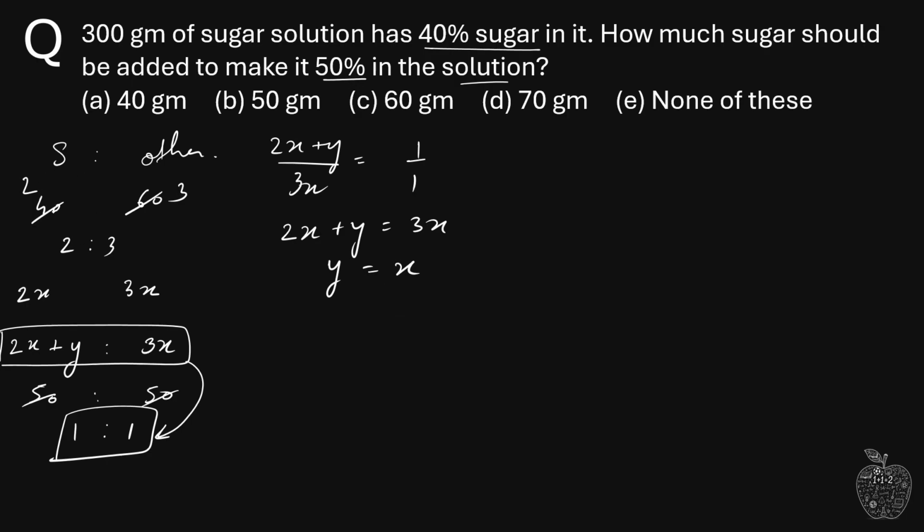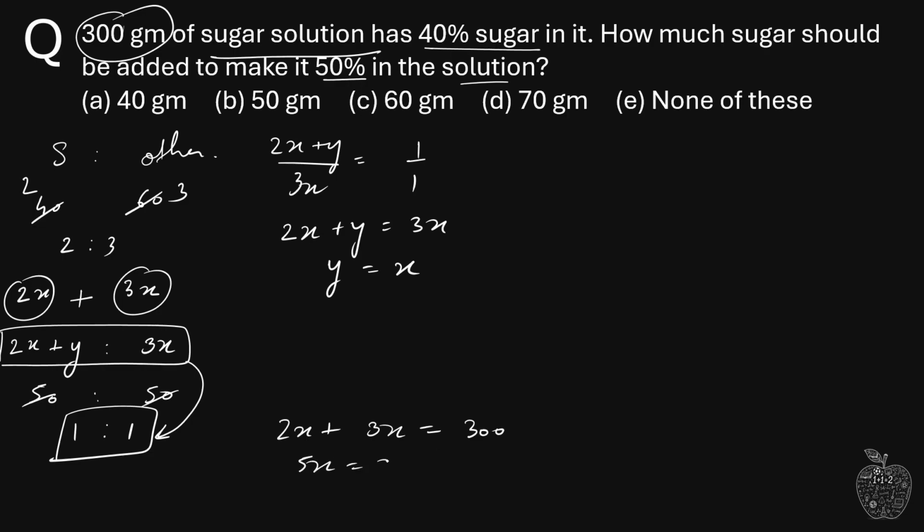Now in the original solution 2x sugar is there and 3x is the other substance, but together they amount to 300 gram, because this is the total sugar solution which is of 300 grams. So 2x plus 3x is equal to 300 gram, or I can say that 5x is equal to 300. So x is equal to 60.